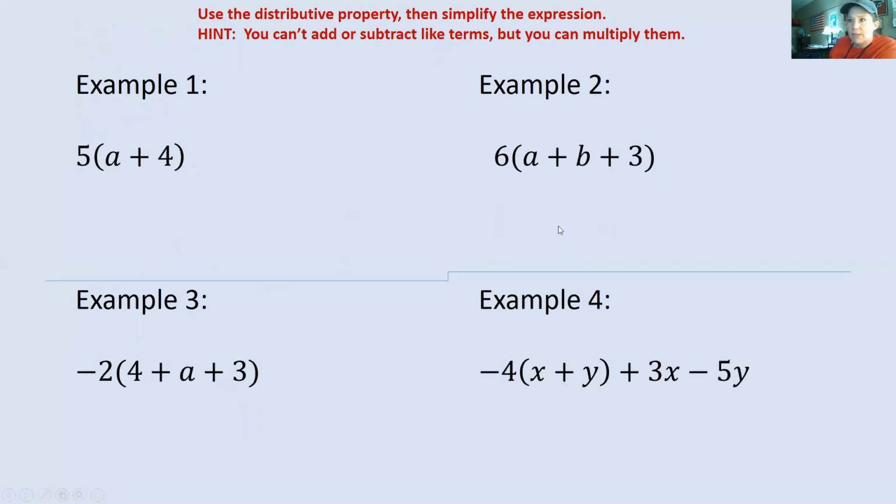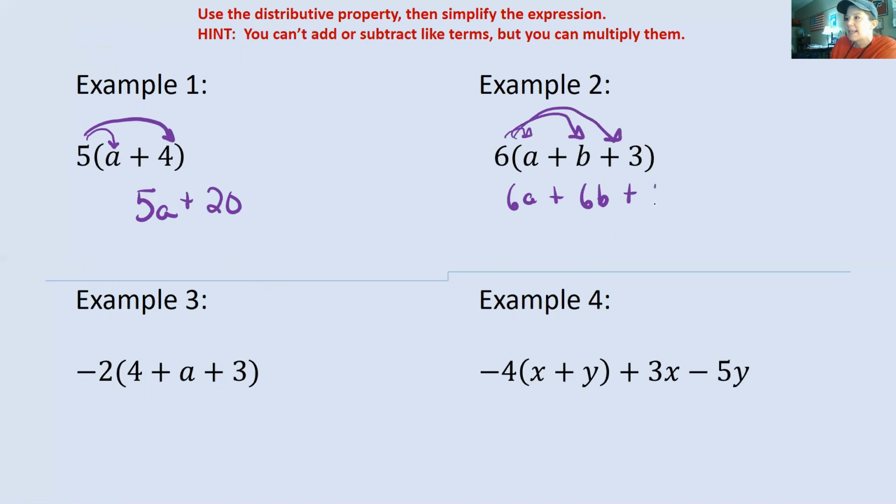So those two answers match. Now, like I said, we can't add unlike terms, but we can multiply them. So 5 groups of A would be 5A, and then 5 groups of 4 would be 20. All right, let's use the distributive property. 6 times A is 6A, 6 times B is 6B, and 6 times 3 is 18. And that's a final answer because now these are unlike terms and we can't add them.